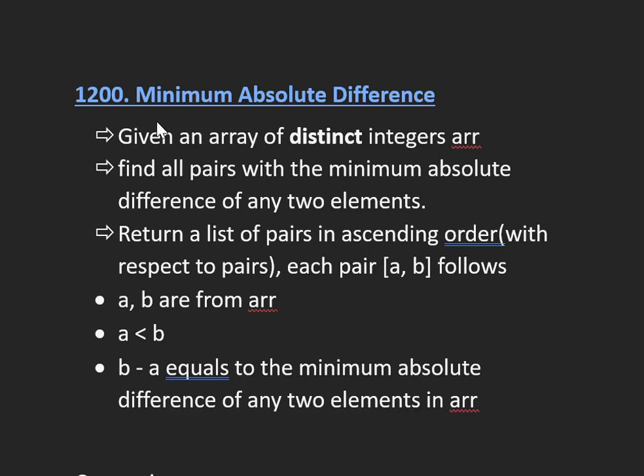Everyone, so today's LeetCode question number is 1200, in which we are given an array in which all the elements are distinct, and we have to find the pairs with the minimum absolute difference of any elements. So basically, what is absolute difference?